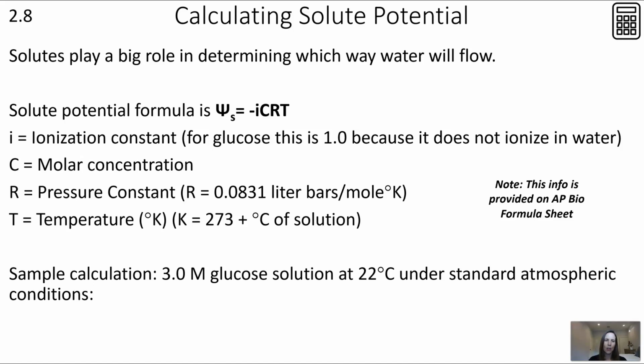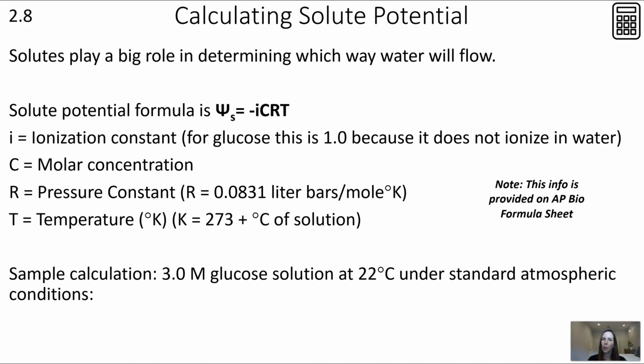So the formula for solute potential is negative iCRT. Now let's take a look at each one of the terms of that equation. i stands for the ionization constant. This is how many molecules it breaks up into when one molecule of solute enters water. So for glucose, if you put one molecule of glucose in water, it will stay as one molecule of glucose because all of the bonds connecting the atoms of glucose are covalent bonds. And so it's not going to break apart into multiple pieces. It's just going to stay as one. So in that case, our ionization constant would be 1.